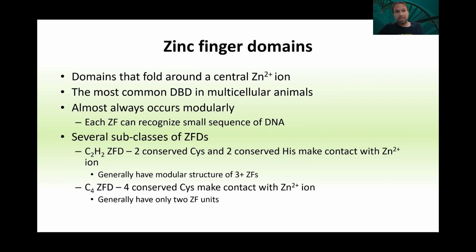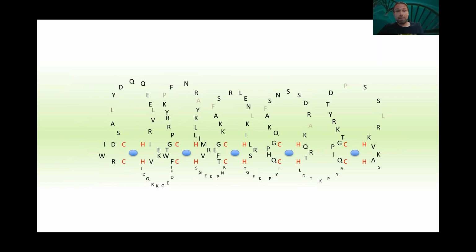But for instance, there's what's called the C2H2 zinc finger domain. What that means is each zinc ion is held together around the protein by 2 cysteines and 2 histidines. These are the amino acids that are going to make direct contact with that zinc ion. In contrast, a C4 zinc finger domain has 4 cysteines making contact with the zinc ion, but they generally achieve the same thing. To give you an example of what one of these looks like, this is the zinc finger domain from one of the proteins my lab is interested in.